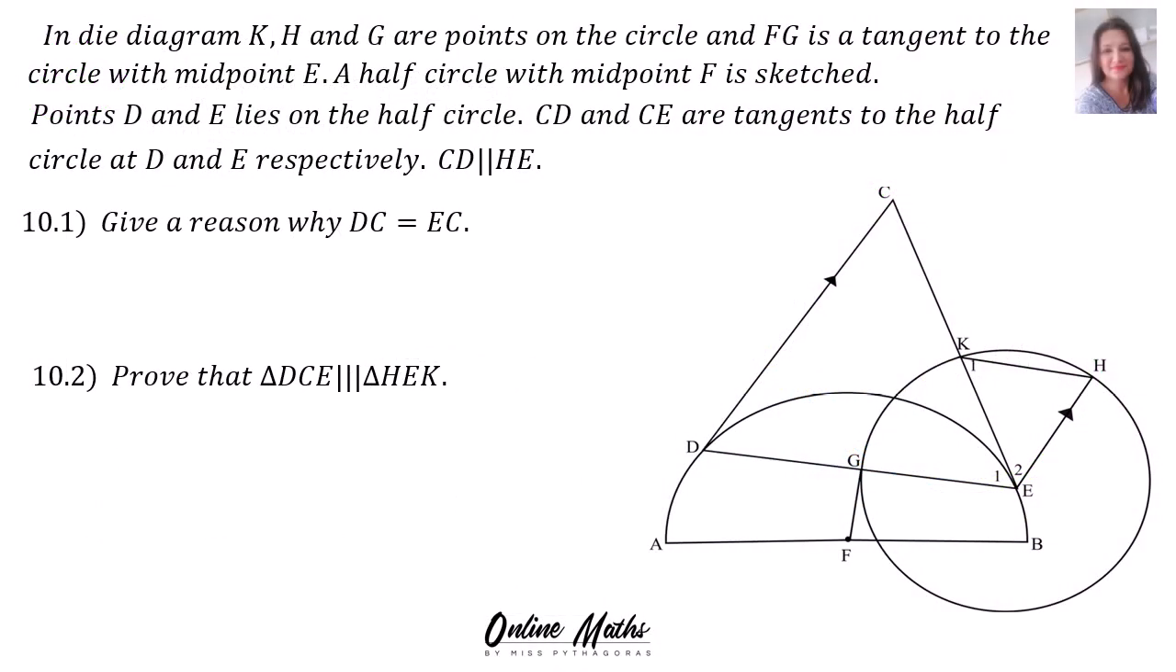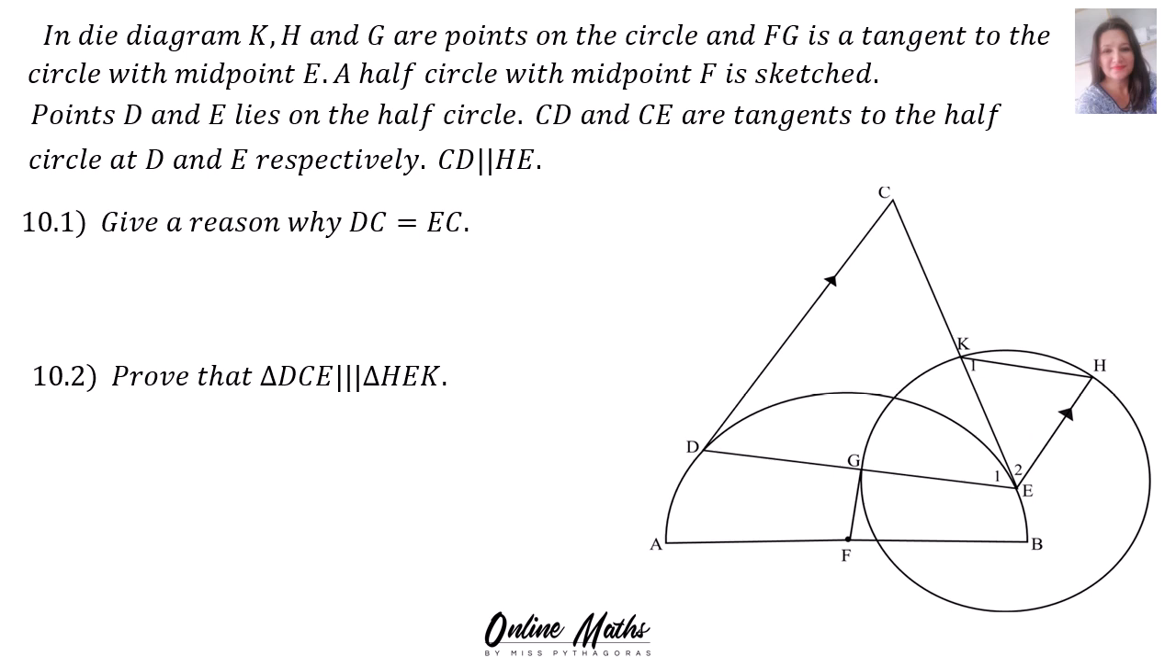In the diagram, K, H and G are points on the circle and FG is a tangent to the circle with midpoint E. A half circle with midpoint F is sketched. Points D and E lie on the half circle. CD and CE are tangents to the half circle at D and E respectively. CD is parallel to HE. Number 1. Give a reason why DC is equal to EC.